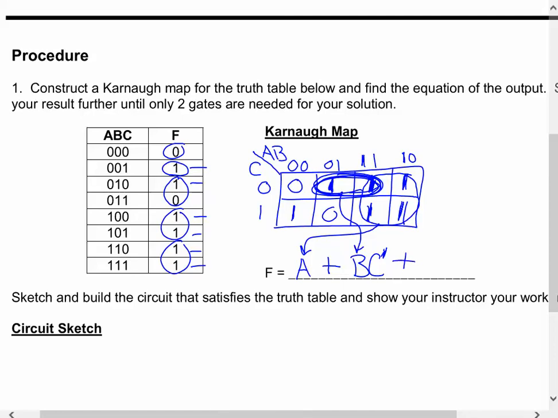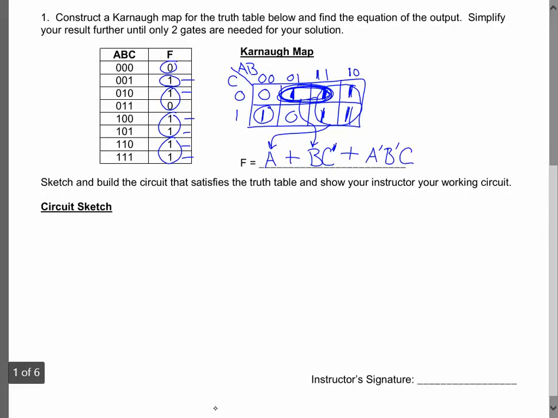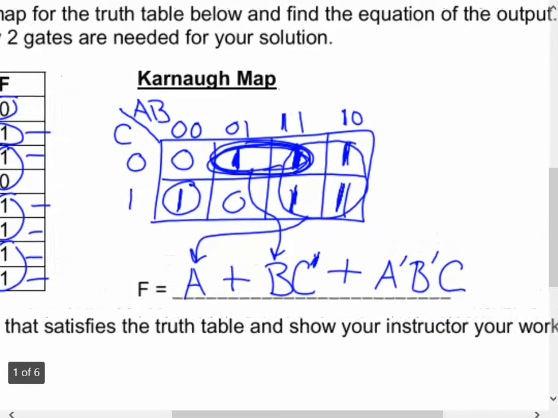Now in this last one we could do a couple of things. One of them, we can just circle this 1 by itself, and you see that that means it's got to include every term in there. And that means it's going to be A prime because A stayed 0, B prime because B is equal to 0 there, and then we have C. And that's a pretty simple equation. You know, we could do a circuit sketch down here for that. It's pretty simple. But is it possible to get simpler?